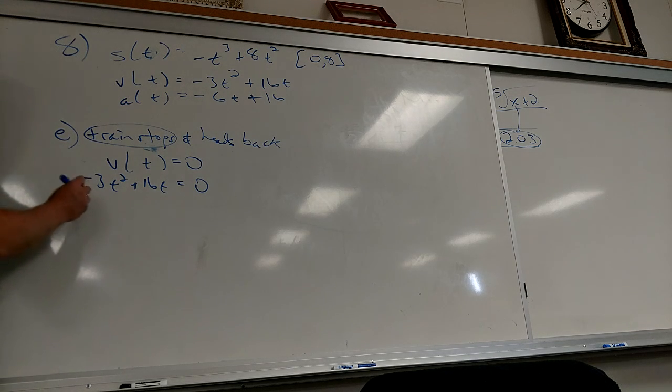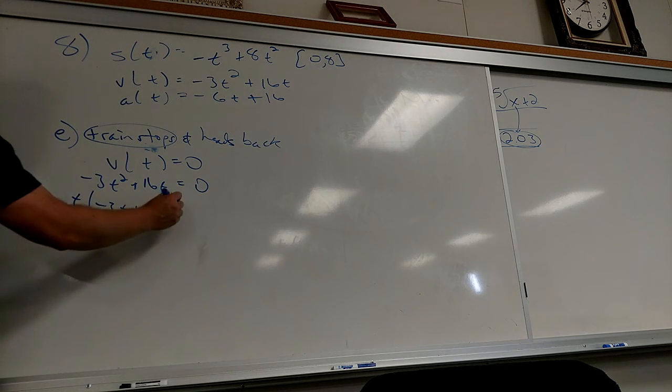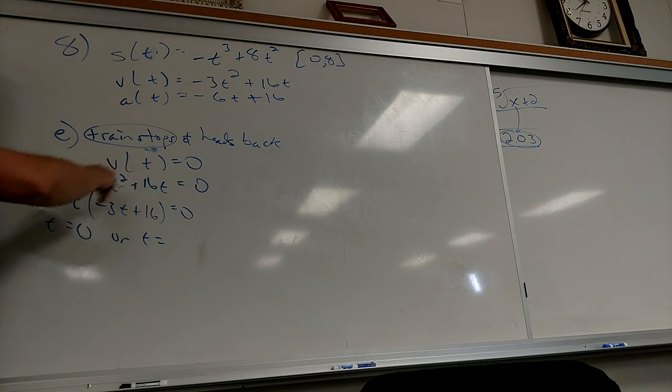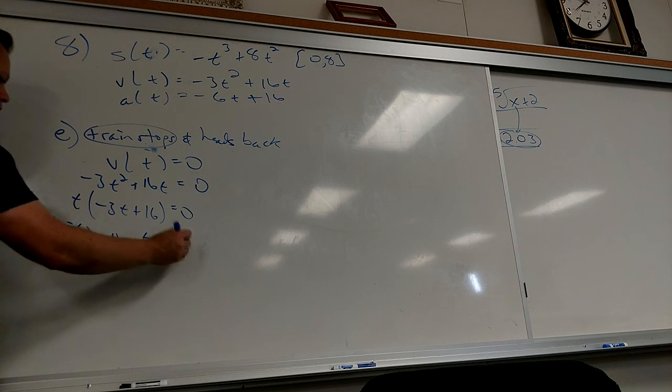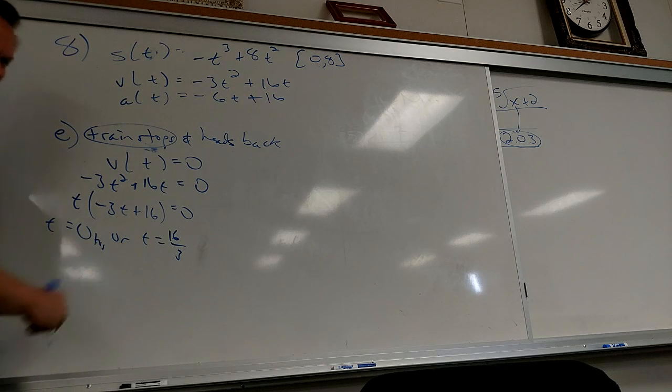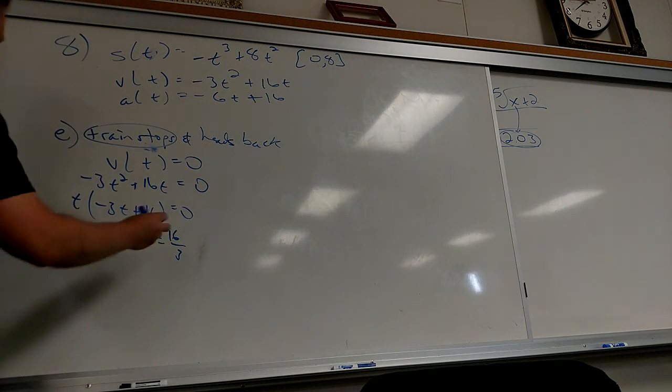Factor out a t. I like it. You can take a negative t or just a t. So you get negative 3t plus 16. So t is either 0 or t is, subtract 16 divided by negative 3, 16/3. I think these are hours, right? I can't remember. Yeah.